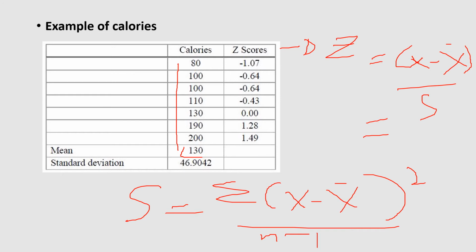The same thing for the second score. The second score is 100 minus x bar, that is 130. You end up with negative 30 divided by the standard deviation, so you will have negative 0.64. The real calculation is actually negative 0.6396, but you again round it up to the closest value, that is negative 0.64. Okay, so those are coefficient of variation and z-scores. You know when to use them.